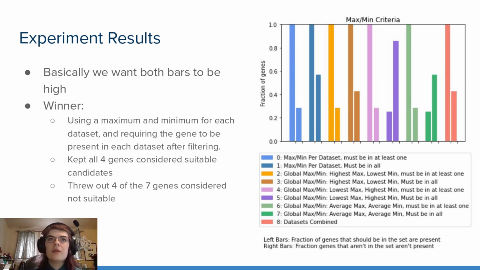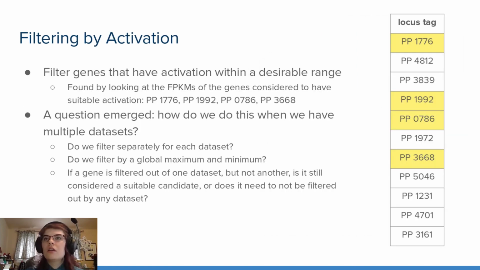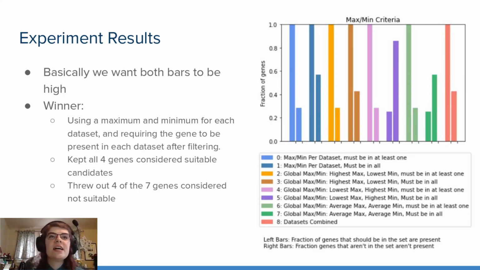We looked at what the RNA-Seq FPKM was for these 4 genes, and then used the maximum seen and the minimum seen as the max and the min of the range we would consider suitable, and did that for each data set. Then we would require the gene to survive the filtering process for all of the data sets to be considered suitable. This kept all the 4 genes that were suitable candidates, and it threw out 4 of the 7 genes considered to be not suitable, which was the highest result there.